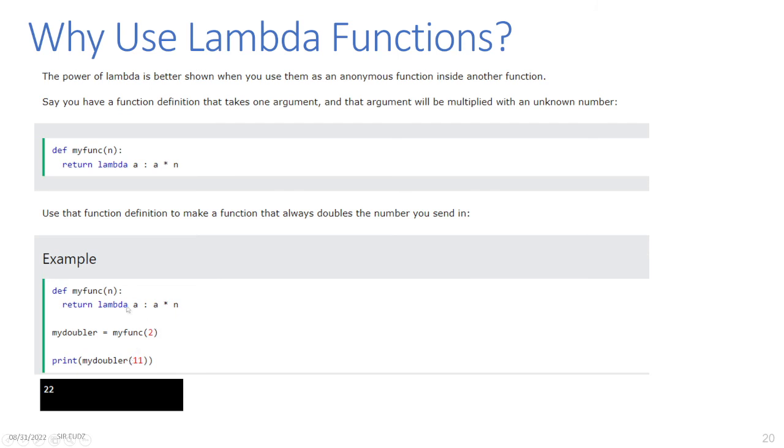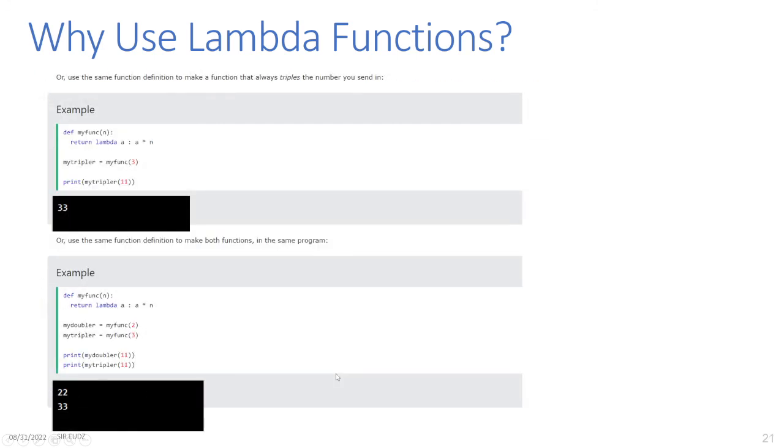we have here 2 and my doubler 11. So my doubler now will be the value of 11 here, and n is 2, so we have 11 times 2, so this gives us the value 22. So 11 will be the value for a, 2 is for the value of n. So again, the result will become 22.